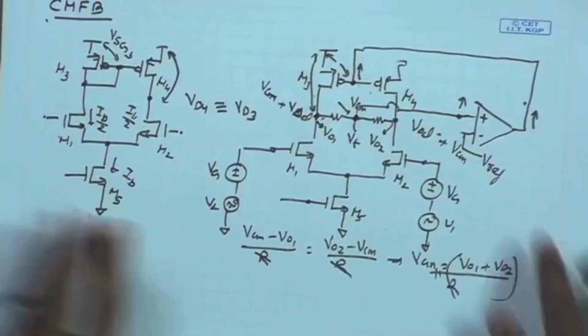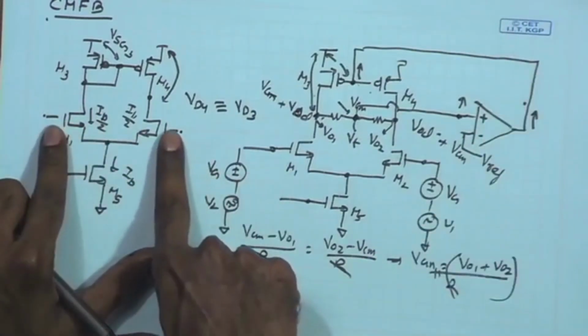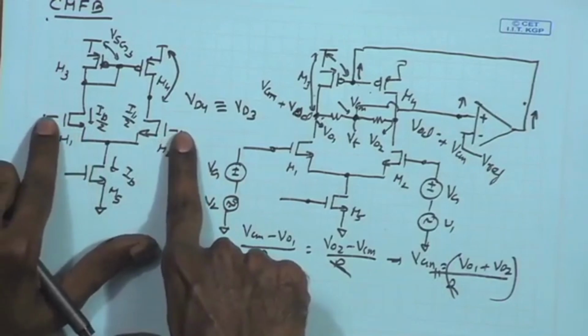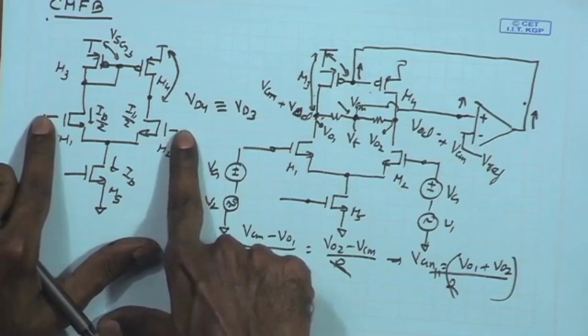Now, we can just replace this amplifier with our differential amplifier with current mirror load, where we can use these two input terminals of M1 and M2.